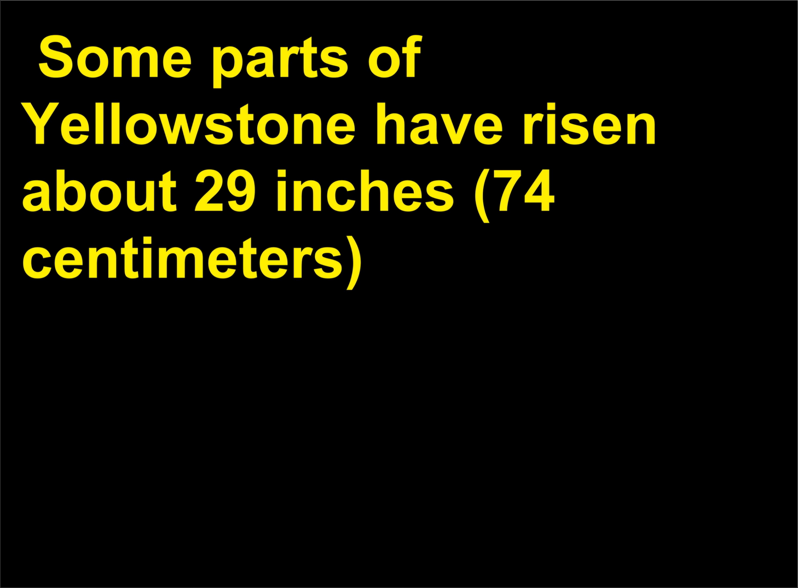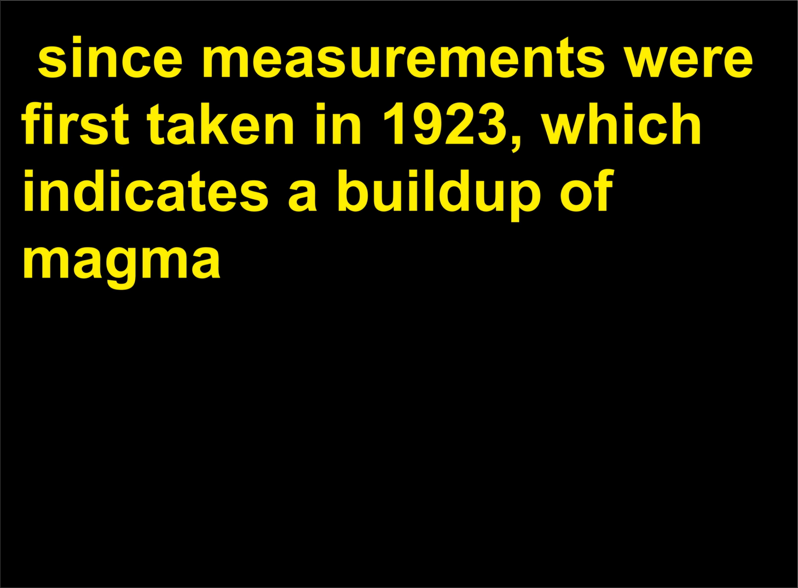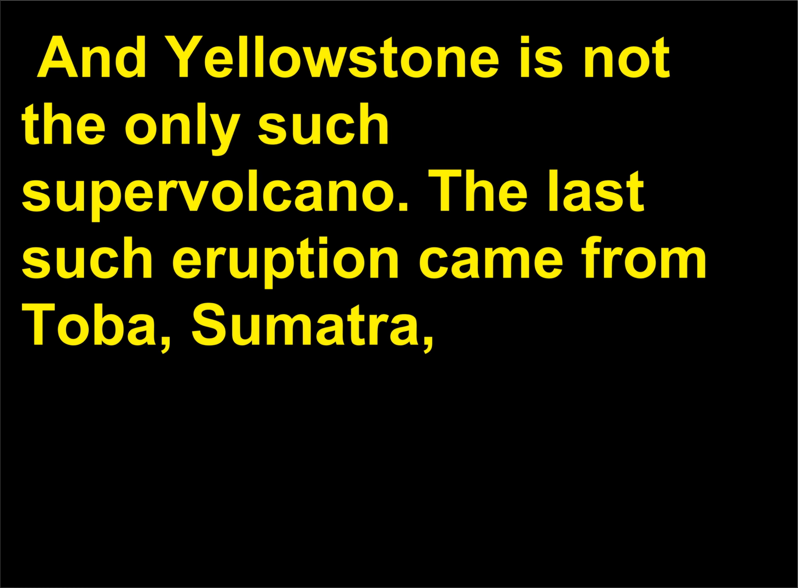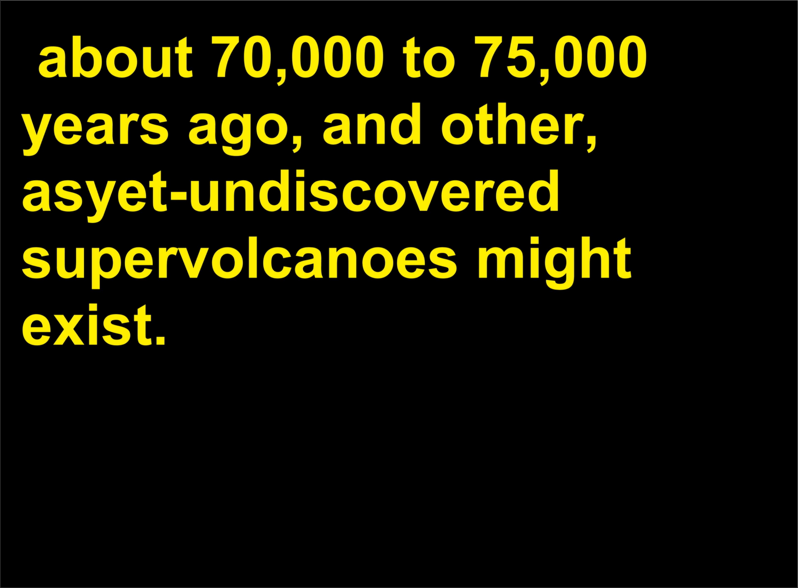Some parts of Yellowstone have risen about 29 inches, 74 centimeters, since measurements were first taken in 1923, which indicates a buildup of magma beneath the crust. It is only a matter of time before this energy is released. And Yellowstone is not the only such supervolcano. The last such eruption came from Toba, Sumatra, about 70,000 to 75,000 years ago, and other, as yet undiscovered supervolcanoes might exist.